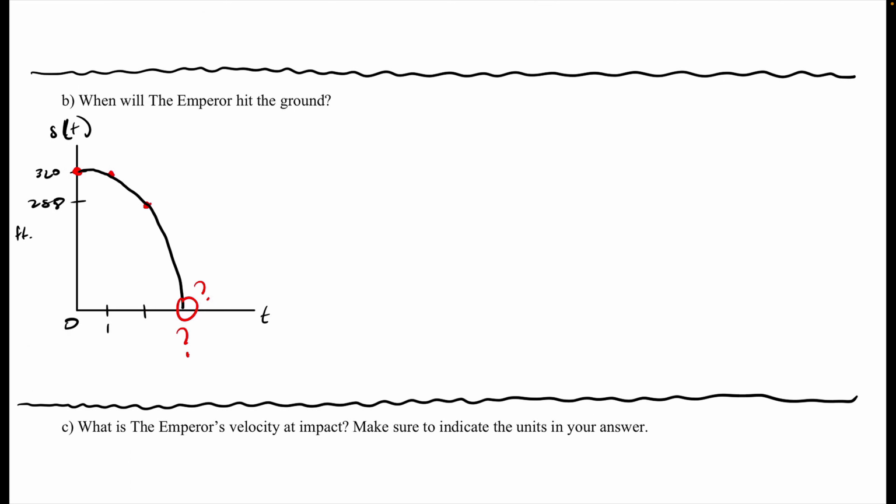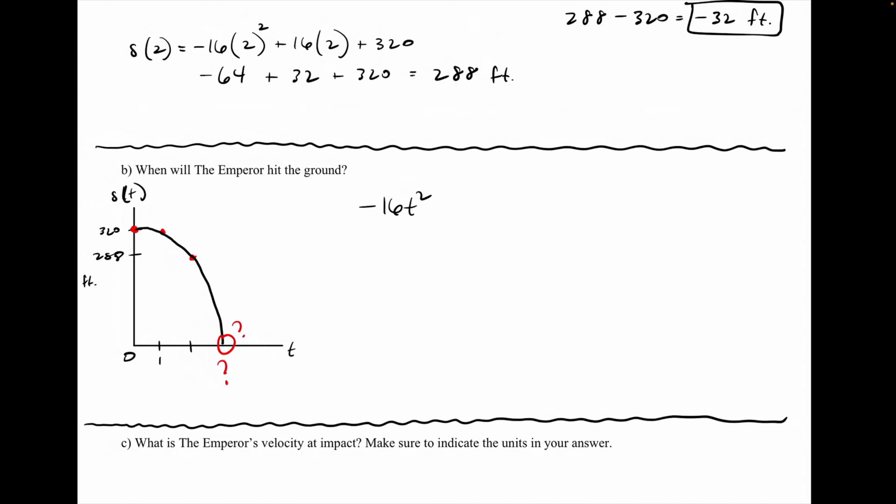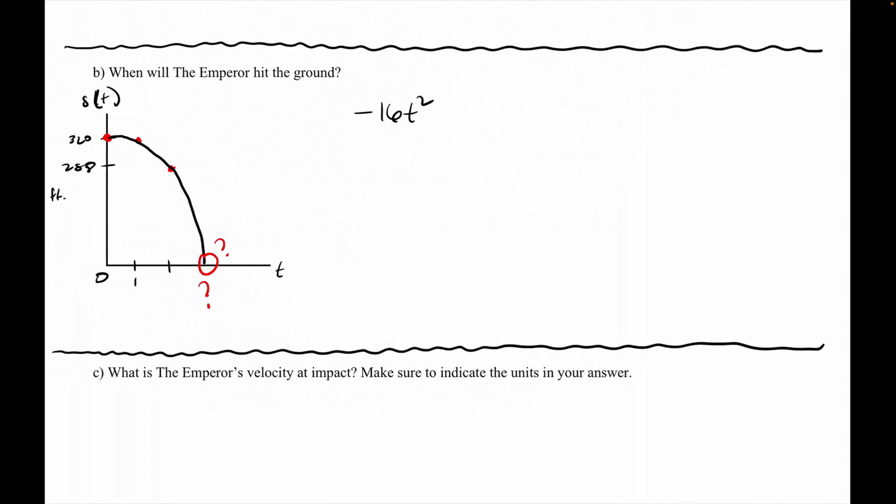So how do we do that? Set it equal to negative 32? When I hit the ground, how many feet am I from the ground? 0. So you're not going to set it equal to negative 32, because that would be underground. 0, there you go. So negative 16t squared plus 16t plus 320 equals, when does that equal 0? 0 means hit the ground.